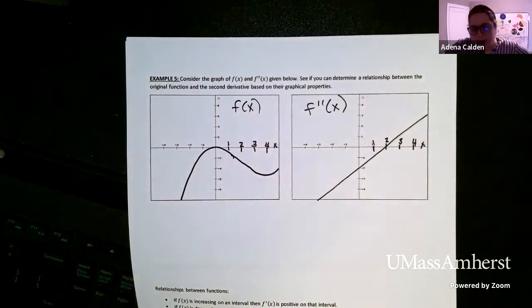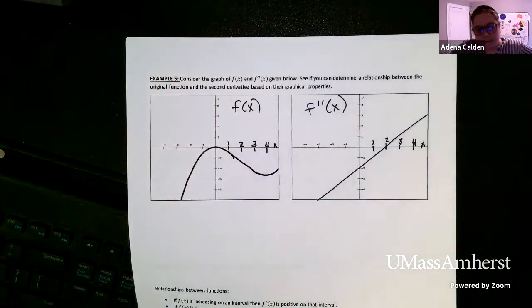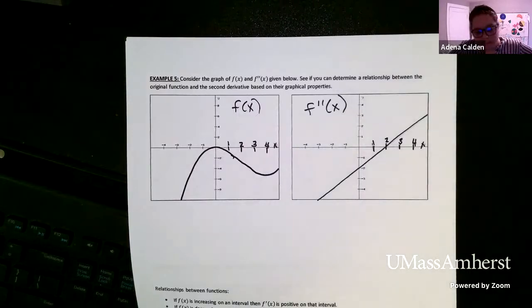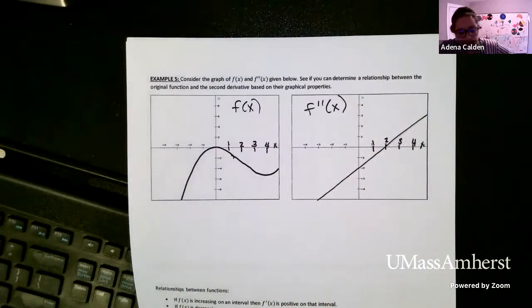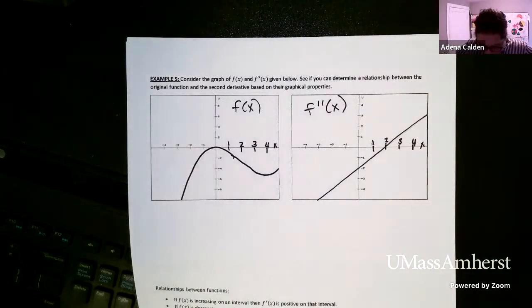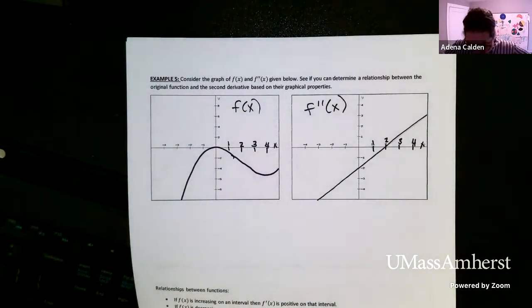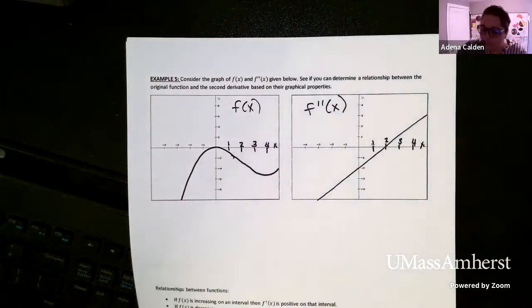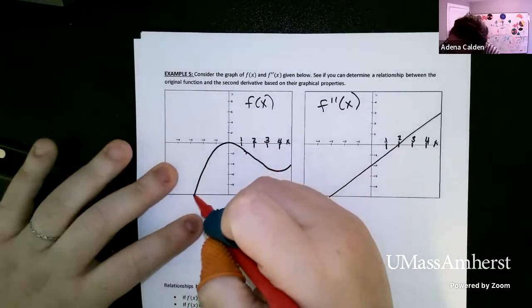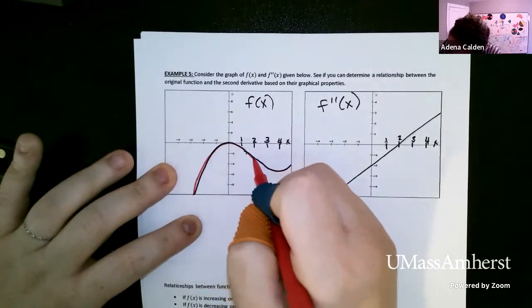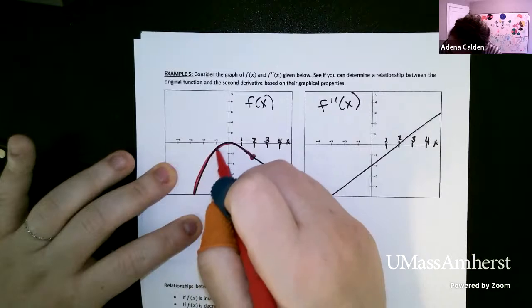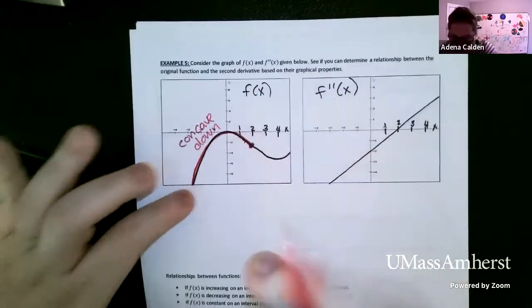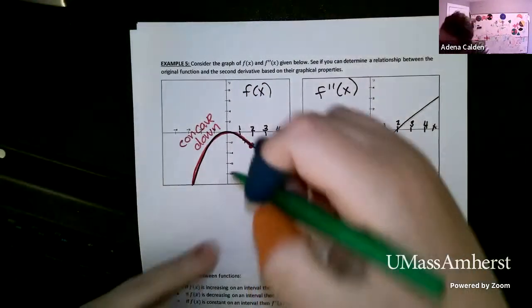Okay, take another 30 seconds to see if you can figure it out. Okay, so if you look at the concavity of the original function, this is concave down, and this is concave up.